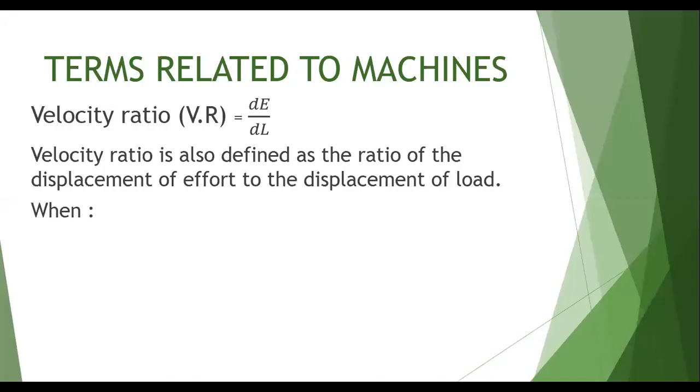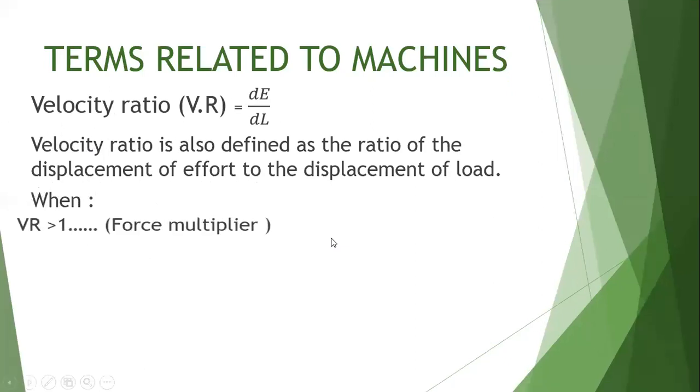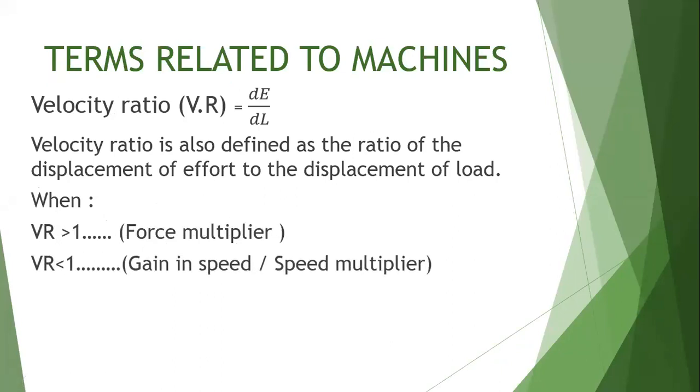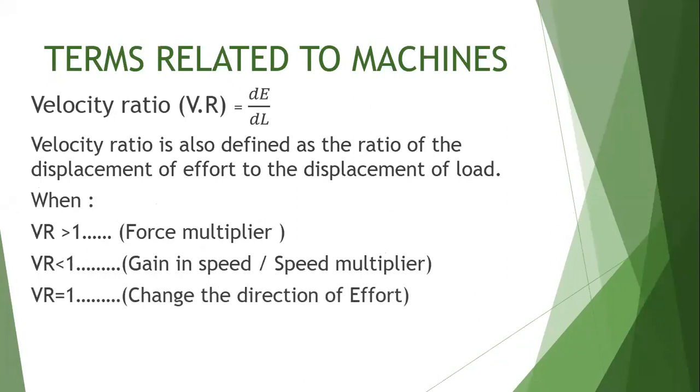Let's do that. Okay, so what we say? Velocity ratio is defined as the ratio of displacement of effort to the displacement of load. And what we conclude: when the velocity ratio is greater than 1, it is working as a force multiplier. I explained with the help of the simulation that when your VR is greater than 1, it is a force multiplier. When your VR is less than 1, it is a gain in speed or a speed multiplier. And when your VR is only 1, then it changes the direction of effort. So this is the use of velocity ratio.